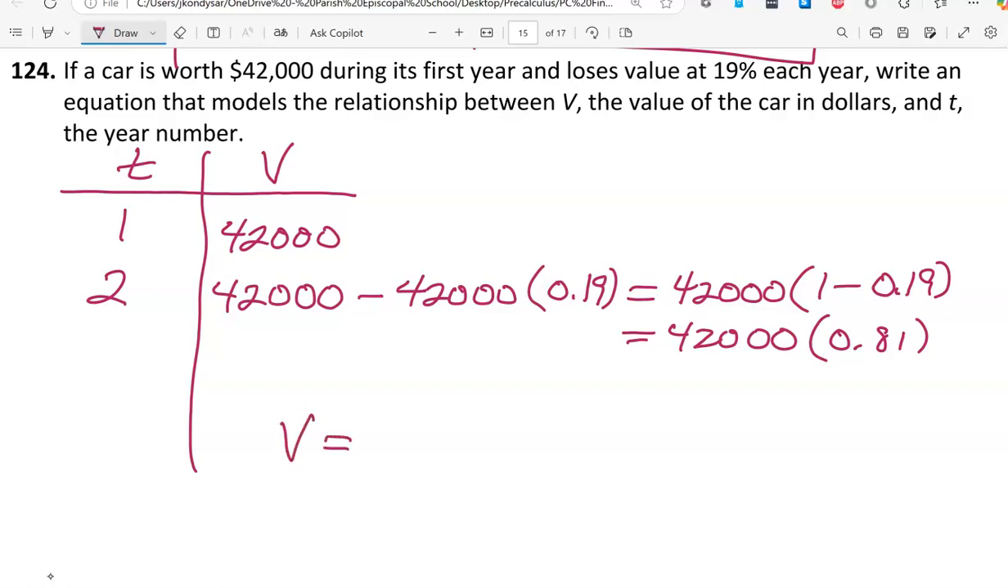So the value of the car is equal to the first term 42,000 times 0.81 raised to the t minus 1.